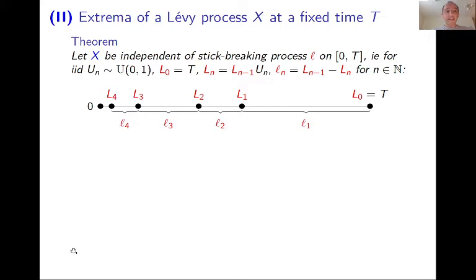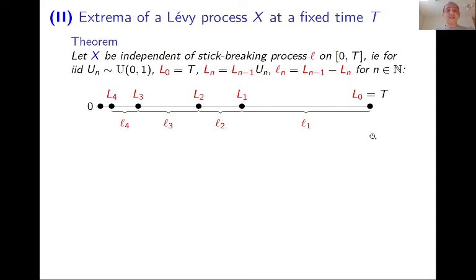Okay, so in order to derive the fluctuation theory, so the minorant factorization, say, for Lévy processes, I first need to state this simple consequence of the characterization of the convex minorant. Okay, so X is a Lévy process, and I take an independent stick-breaking process on [0,T]. T is a fixed time horizon. So what's a stick-breaking process, curly L?